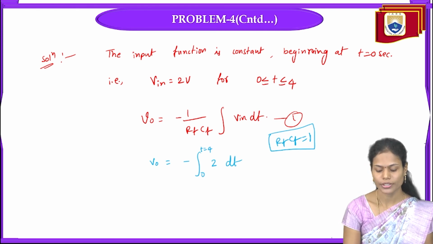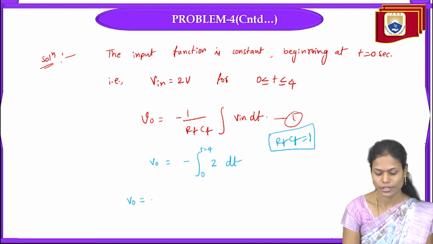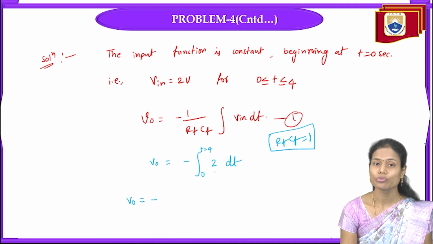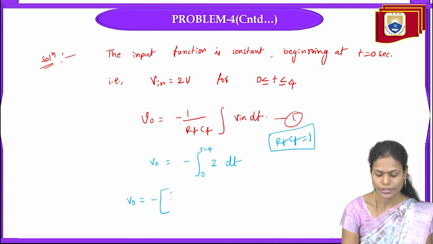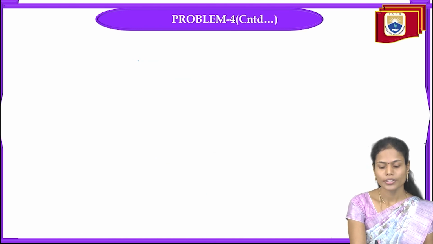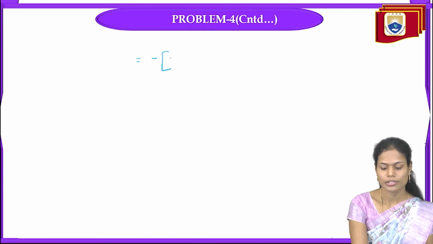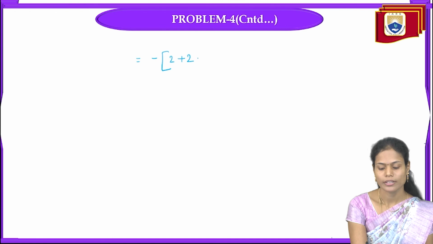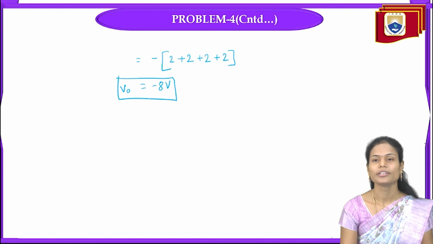After applying the integration, I'm splitting this integration into 4 parts, that is minus of integral 0 to 1 of 2 dt plus 1 to 2 of 2 dt plus 2 to 3 of 2 dt plus 3 to 4 of 2 dt. After applying the integration, we get minus of the first integral 2, the second integral also 2, the third integral 2, and the fourth integral also 2. So this is minus 8 volts. The output voltage is minus 8 volts here.